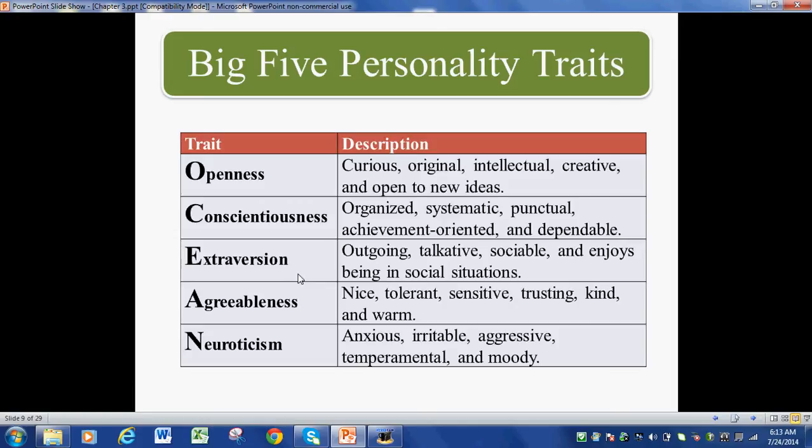Conscientiousness: organized, systematic, punctual, achievement-oriented, and dependable. Right? I think people really don't put enough importance on being dependable. Are you there when I need you? I put a great importance on people being dependable in my work environment. Extroversion. Are you outgoing, talkative, sociable, enjoys being in social situations? So typically, to be a fairly decent manager, you're going to have to be somewhat outgoing because you're going to have to speak with your people.